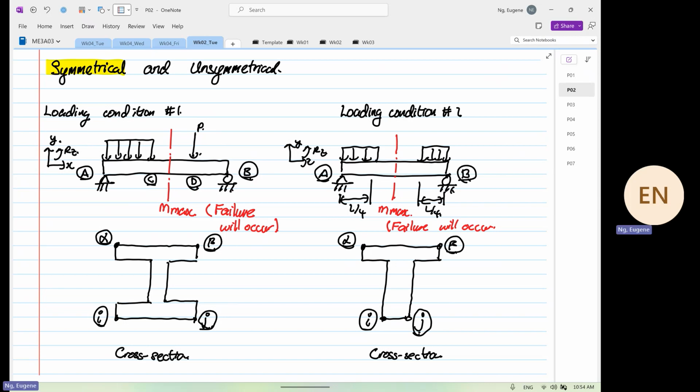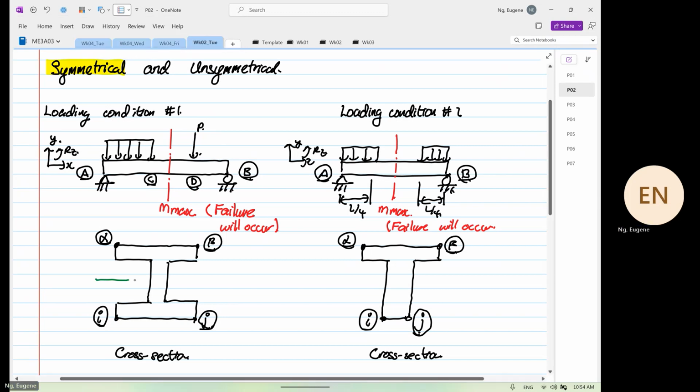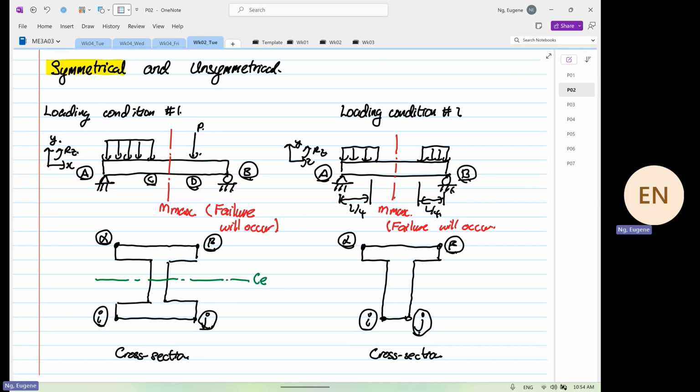Okay. Now, I'm going to draw a line. And this line is known as our centroid. Okay, that line is our centroid. I'm going to draw another line over here. This is also our centroid. How do we determine centroids? It's based on geometry, right? Centroids are based on geometry.